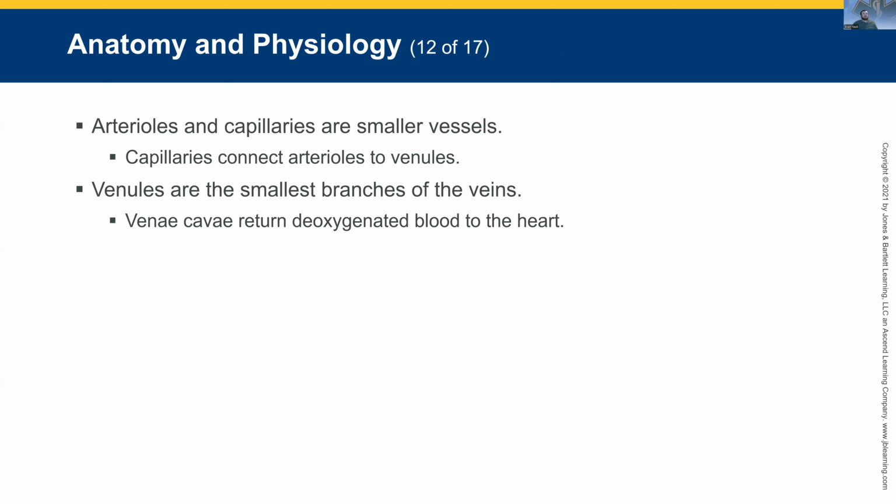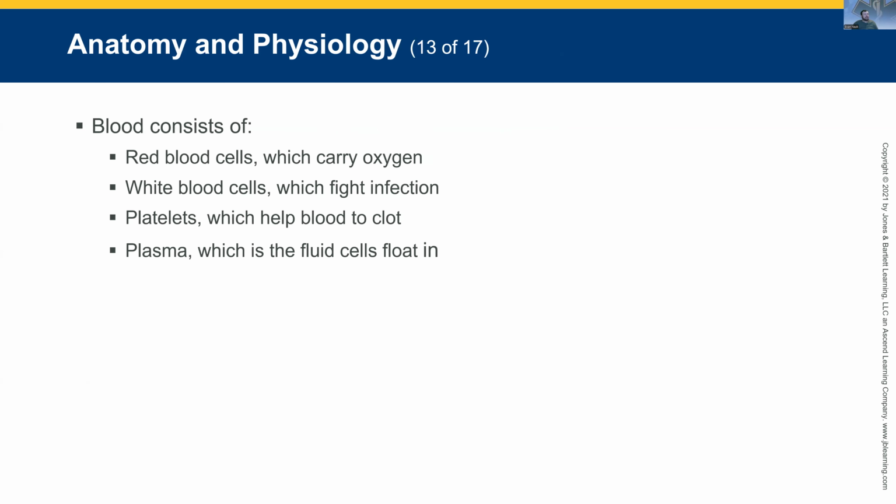Arterioles and capillaries are smaller vessels. Capillaries connect arteries to venules. Venules are the smallest branch of the vein. Vena cava return deoxygenated blood to the heart. Vena cava. I can't speak today.